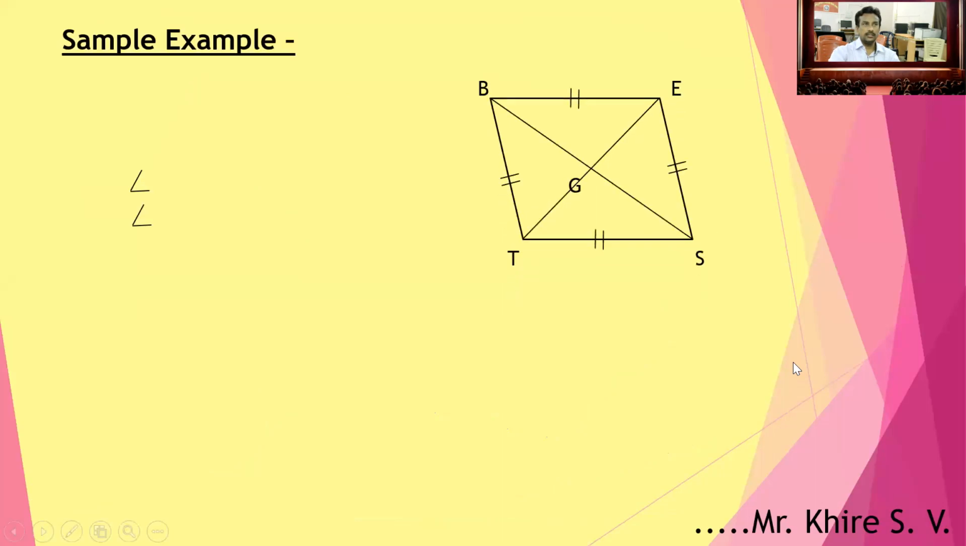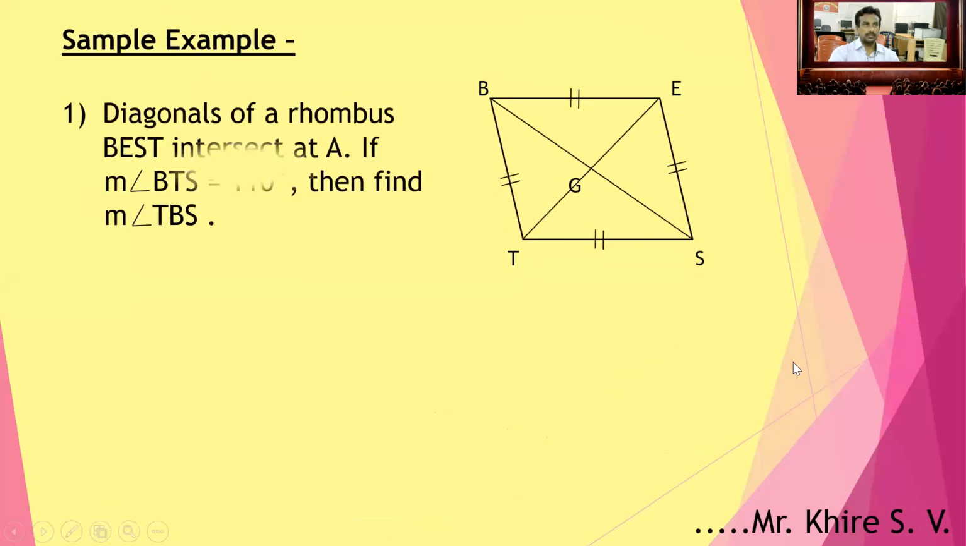Now we will see some examples. Sample example: diagonals of rhombus BEST intersect at A. If measure of angle BTS is equal to 110 degrees, then find measure of angle TBS.